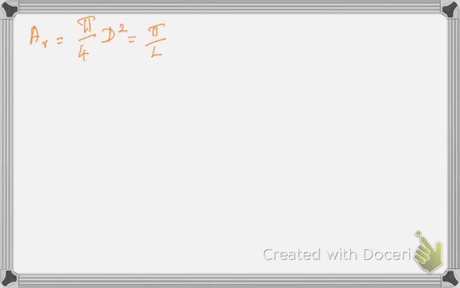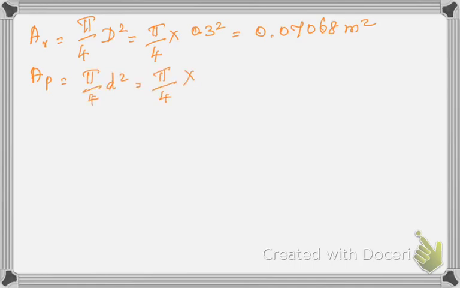So pi by 4 into 0.3 square, which is 0.07068 meter square. Then I am going to determine the area of plunger. I am keeping it as AP, pi by 4 into small d square, which is pi by 4 into 0.045 square, which is 0.00159 meter square.